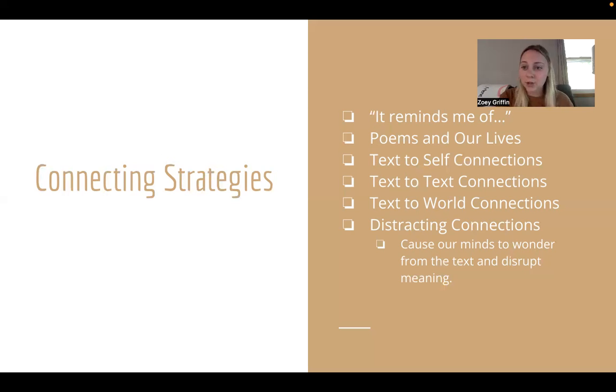So this is like your student sees a picture of a cookie and they think, oh my gosh, my grandma makes the best chocolate chip cookies ever. And now they're thinking about their grandma's chocolate chip cookies for the entire rest of the story, even if it's about baking soda reactions or something like that. So it's important to teach your students about these distracting connections so they can differentiate what a good connection is versus a distracting one. And it can really help them actually make connections that apply to the reading.